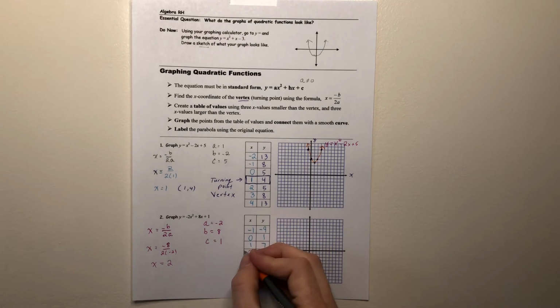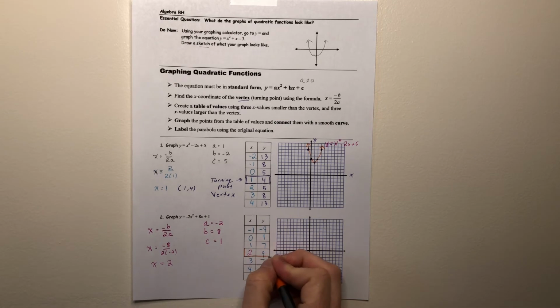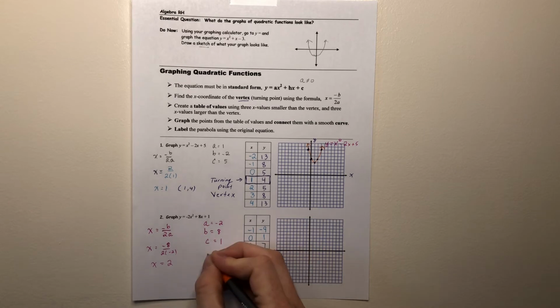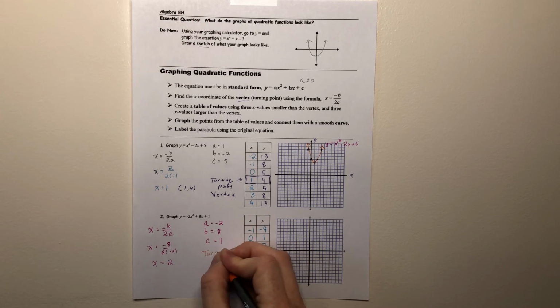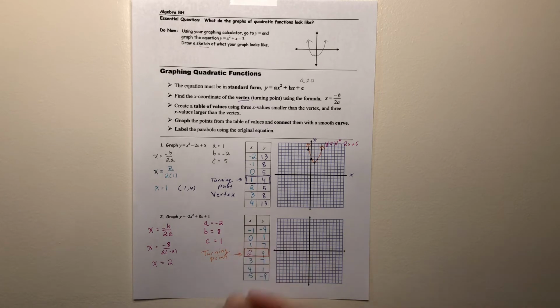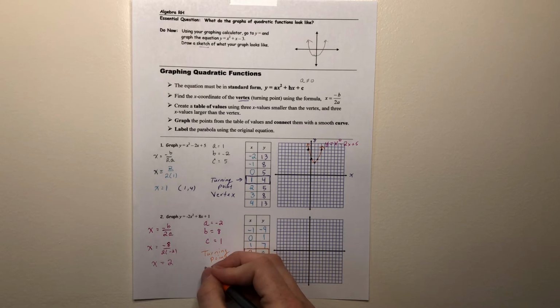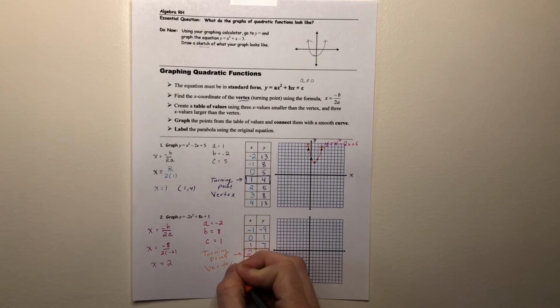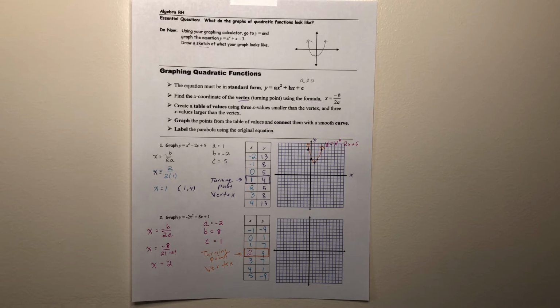All right, so this point here is really important. This point, that is our turning point. Otherwise known as what? Anybody? All right, I guess I'll do all the talking today. This is 2, 9. It's called our vertex. It's where the parabola is going to turn. So let's go ahead and plot these points and get a general shape of what's going on here.